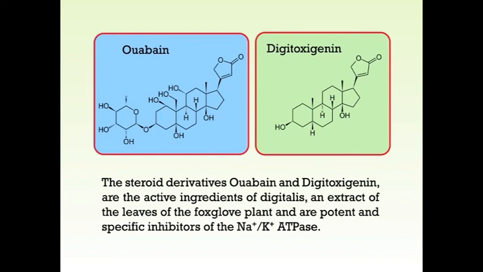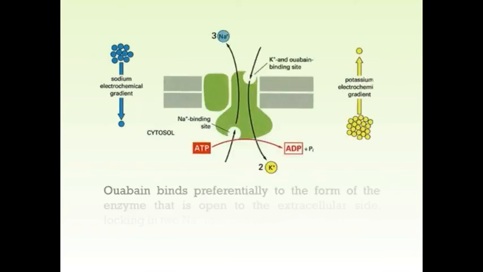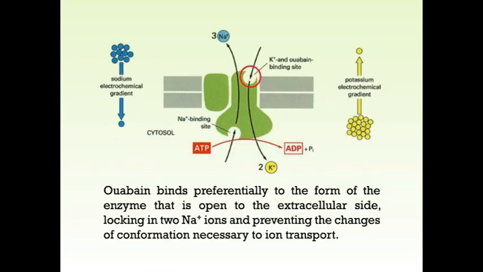The steroid derivatives, ouabain and digitoxigenin, are the active ingredients of digitalis, which is an extract of the leaves of the foxglove plant, and are potent and specific inhibitors of the sodium-potassium ATPase. Ouabain binds preferentially to the form of the enzyme that is open to the extracellular side, locking in two sodium ions and preventing the changes of conformation which are necessary for ion transport. Digitalis inhibits the efflux of sodium ions, raising the intracellular sodium ion concentration enough to activate the sodium-calcium antiporter in cardiac muscle. The increased influx of calcium through this antiporter produces elevated cytosolic calcium ions, which strengthens the contractions of the heart, and thus the drug has been used to treat congestive heart failure.